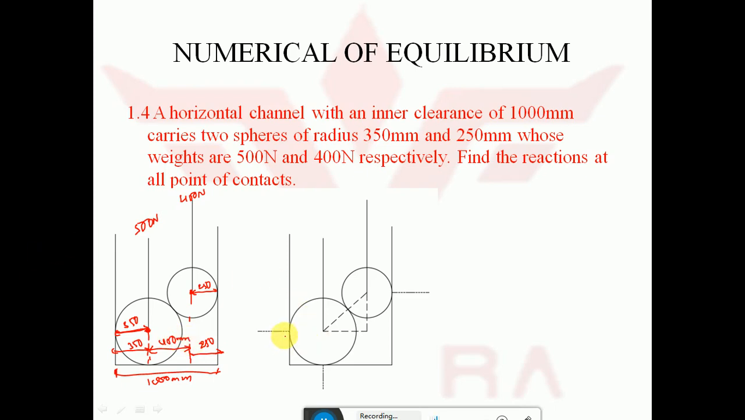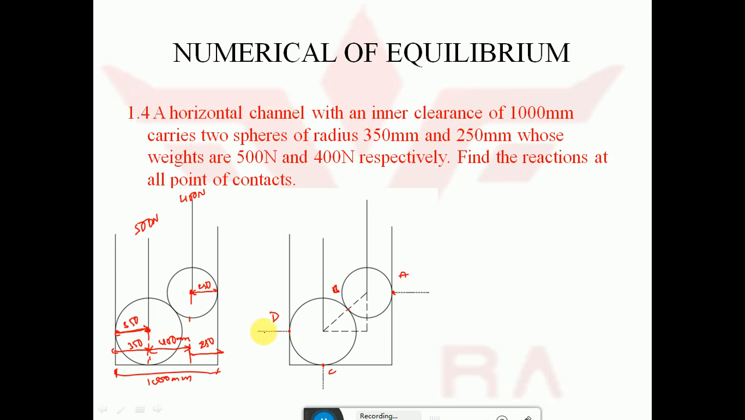So what are the reactions? These are the 4 reactions I need to calculate here. Let me give some names to these points. Let us give this A and this B, and I will give the others as C and D.